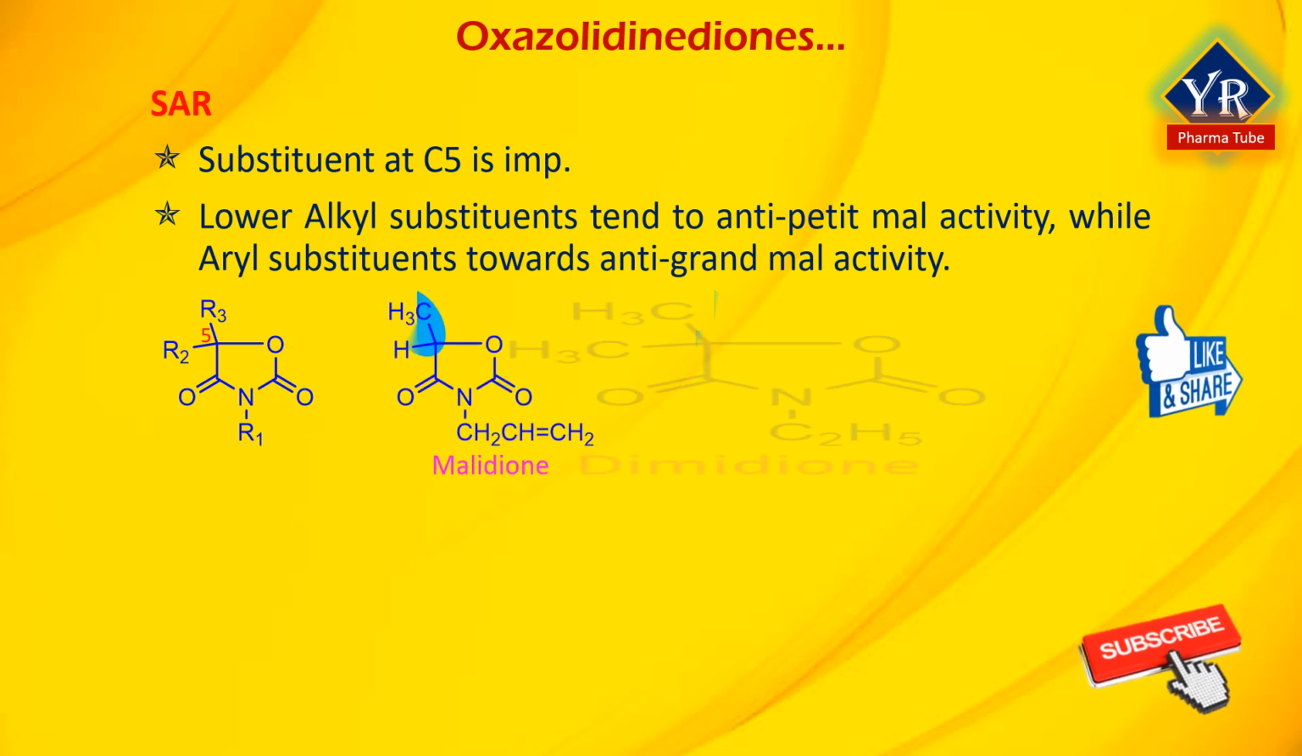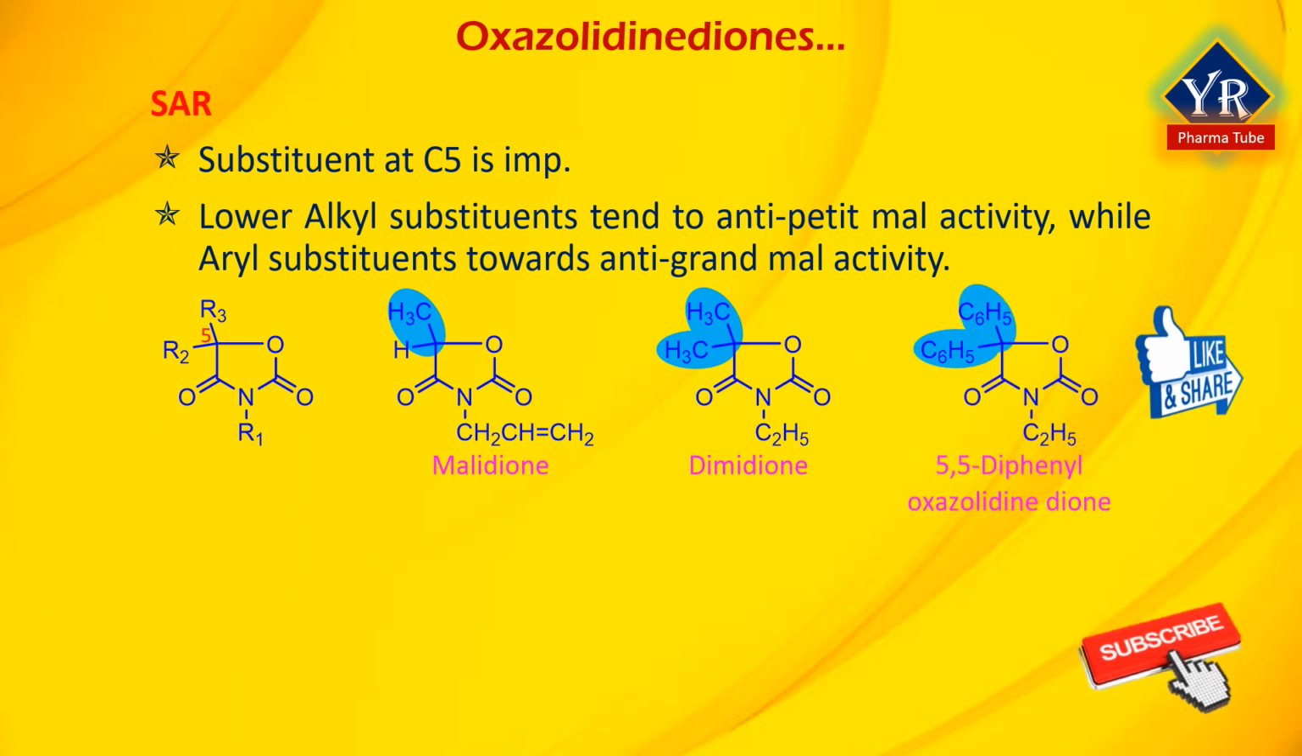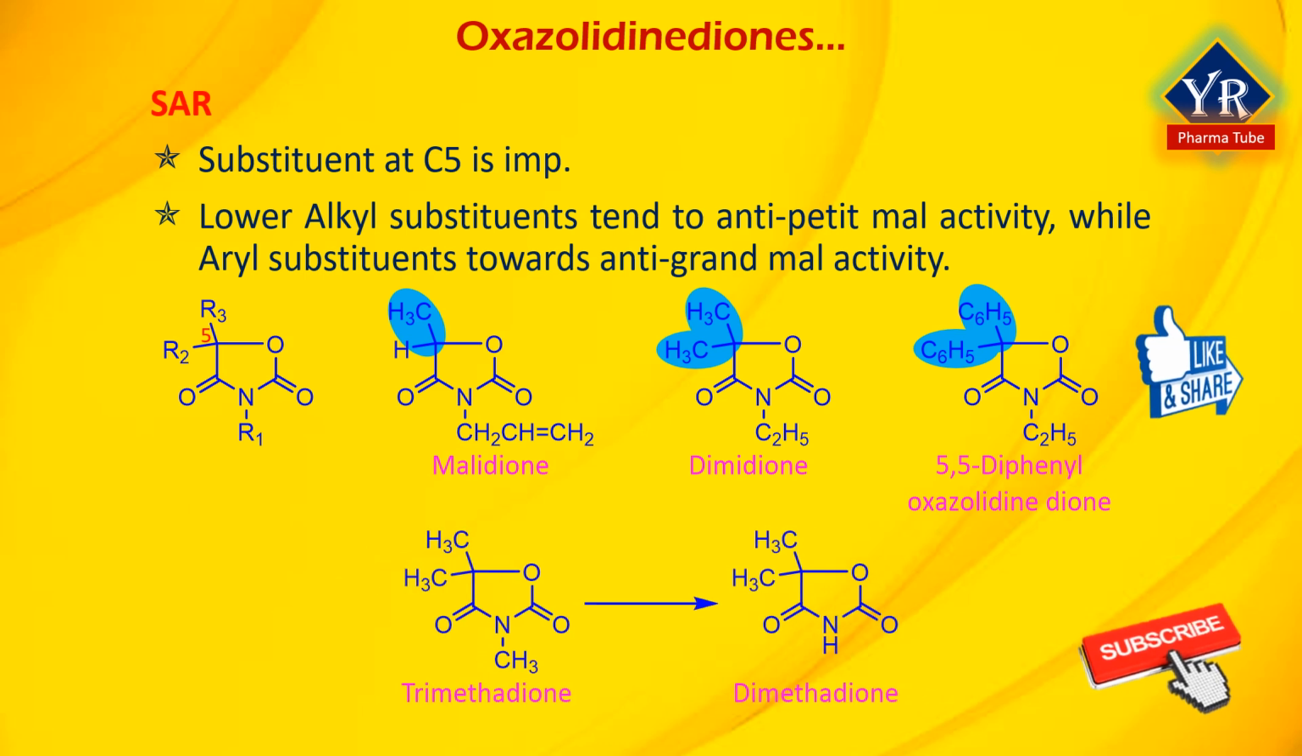Thus, both paramethadione and dimethadione having lower alkyl groups are active against petit-mal epilepsy, while 5,5-diphenyl oxazolidine 2,4-dione having the aryl group is active against grand mal epilepsy. The N-alkyl substituent does not affect the activity since all clinically used agents from this class undergo N-dealkylation in metabolism. That is, the anticonvulsant activity of trimethadione is due mainly to its N-demethylated metabolite dimethadione. Therefore, the N-alkyl substitution does not appear to be necessary for activity.